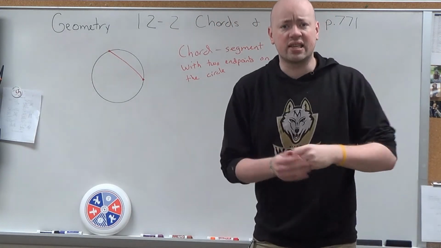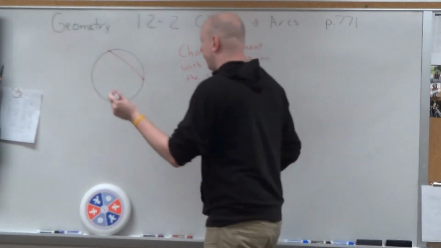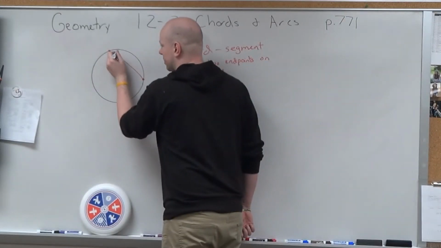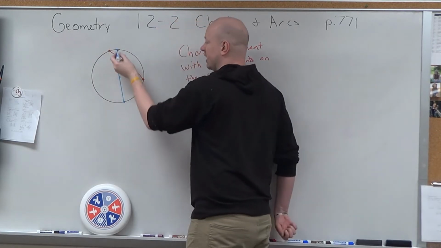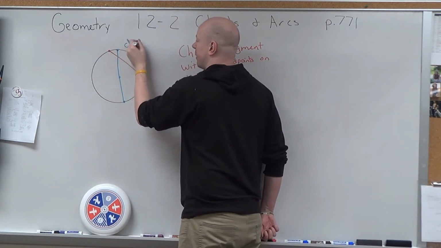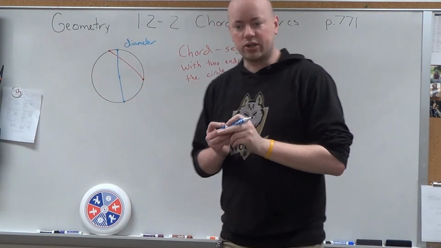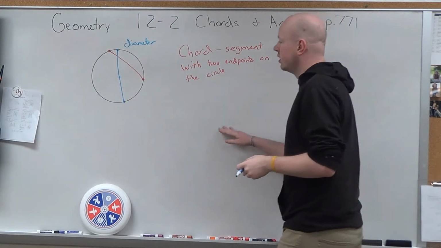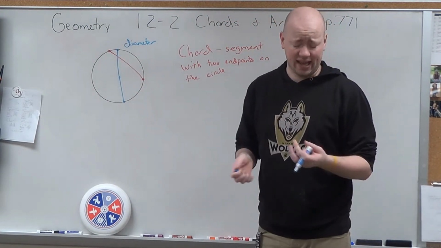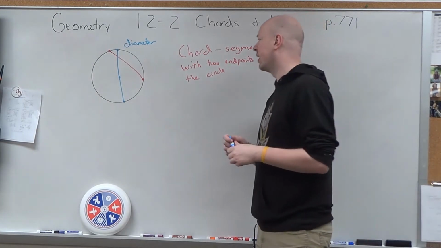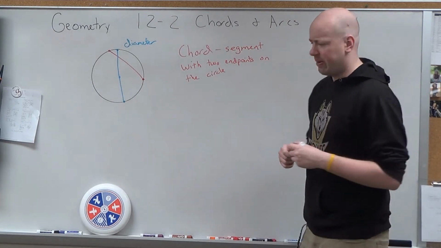The important thing is it doesn't have to go through the middle. It can go through the center. And if I did, say I had something like this, this is still a chord, but more specifically, that would be a diameter. So we've talked about those before. And a chord just means, again, just through 2 endpoints on the edge of the circle. They don't have to go through the center, but it can. It's certainly not against the rules or anything. So that's what a chord is. We're going to use that definition quite a bit here.